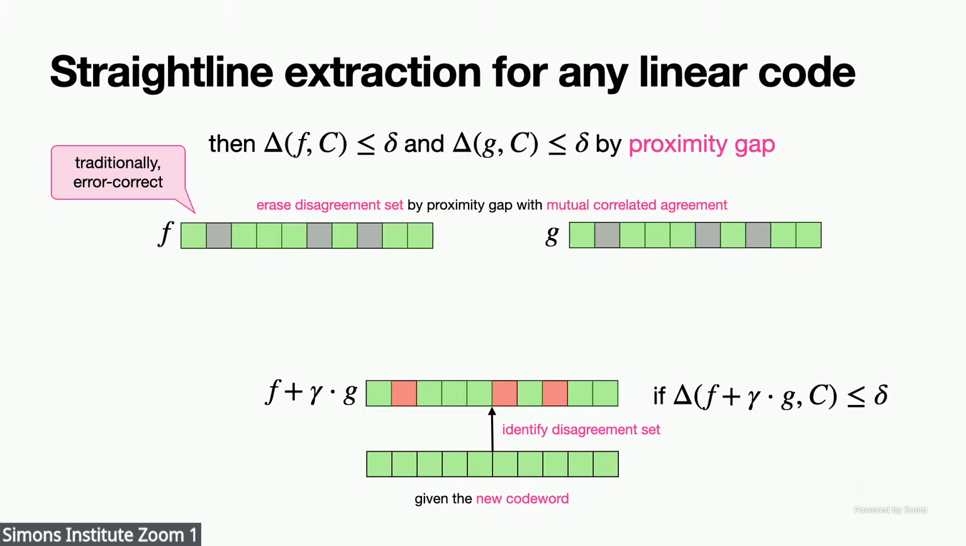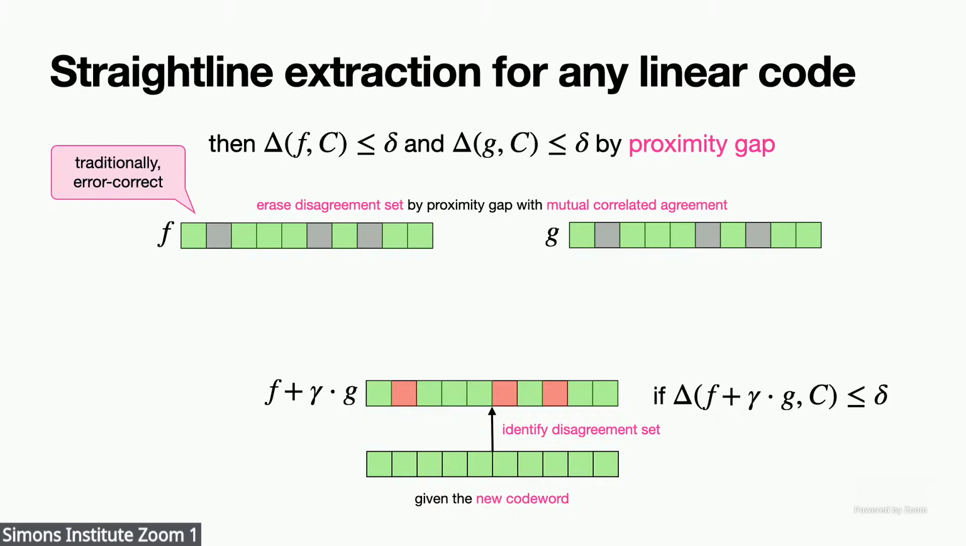And it turns out that we can map these disagreement locations to the inputs. The reason why we can map them is that they're actually going to be precisely the exact same locations where the combination disagrees, by leveraging proximity gaps with mutual correlated agreement. So this is a strengthening of the standard notion of a proximity gap, which basically says the locations where the inputs disagree are exactly the locations where the output disagrees. Okay.